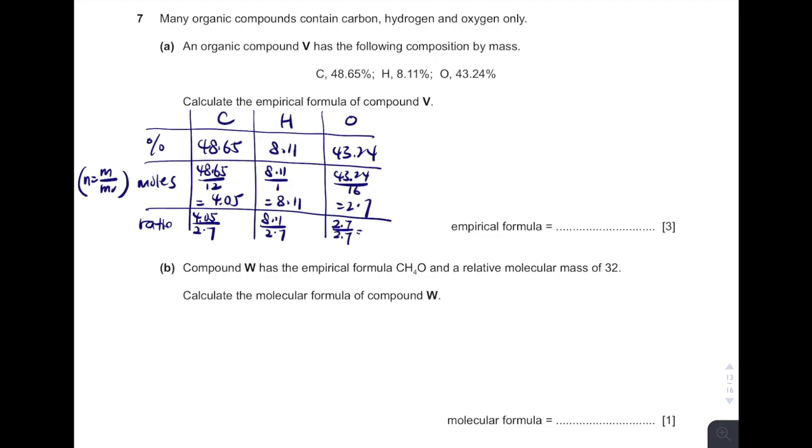So eventually you will get 1.5, 3, and 1. But remember, it has to be the simplest whole number ratio, and you cannot simply round off the number. How can we make 1.5 into a whole number? Remember, always start multiplying with 2, until you are able to make it a whole number. To make 1.5 a whole number, we can just multiply with 2. So all the numbers we can just multiply with 2.